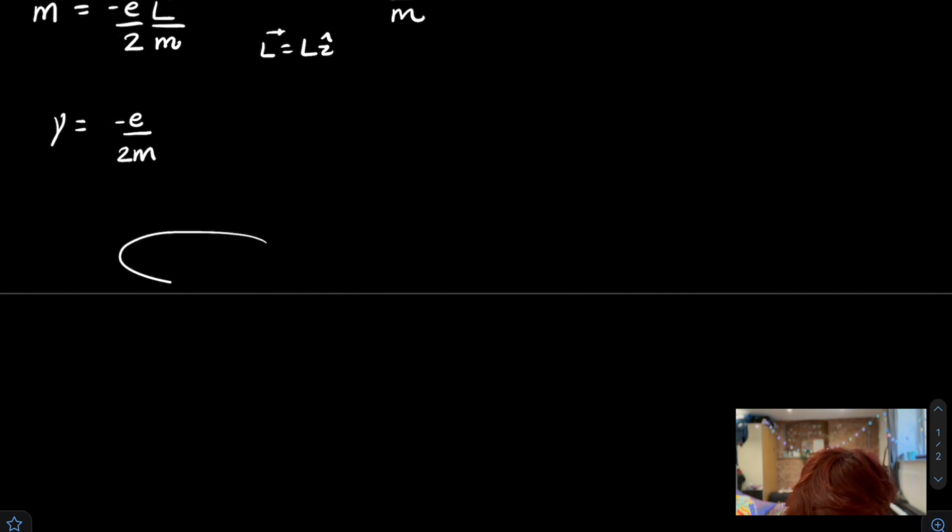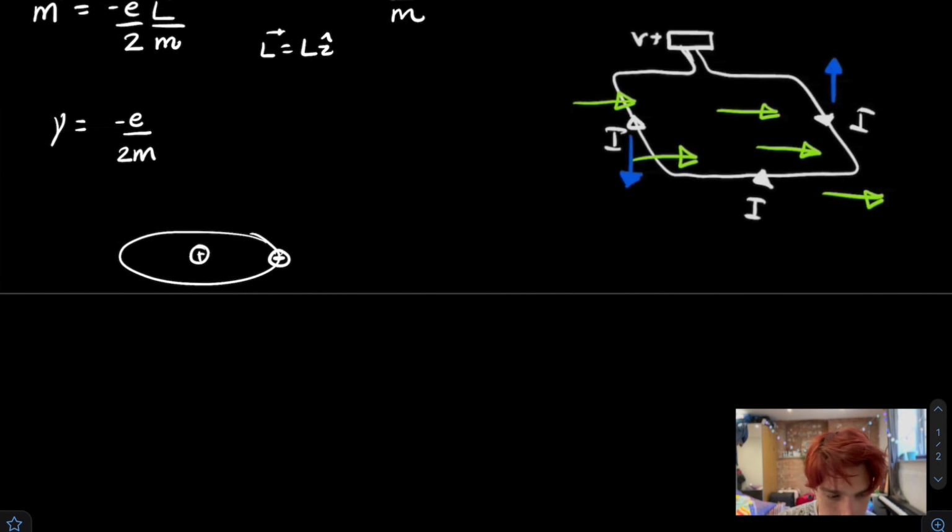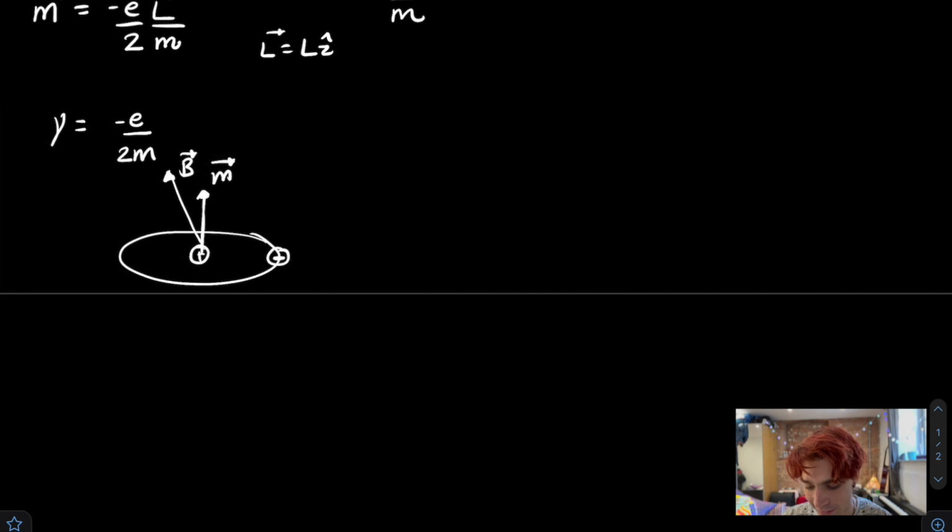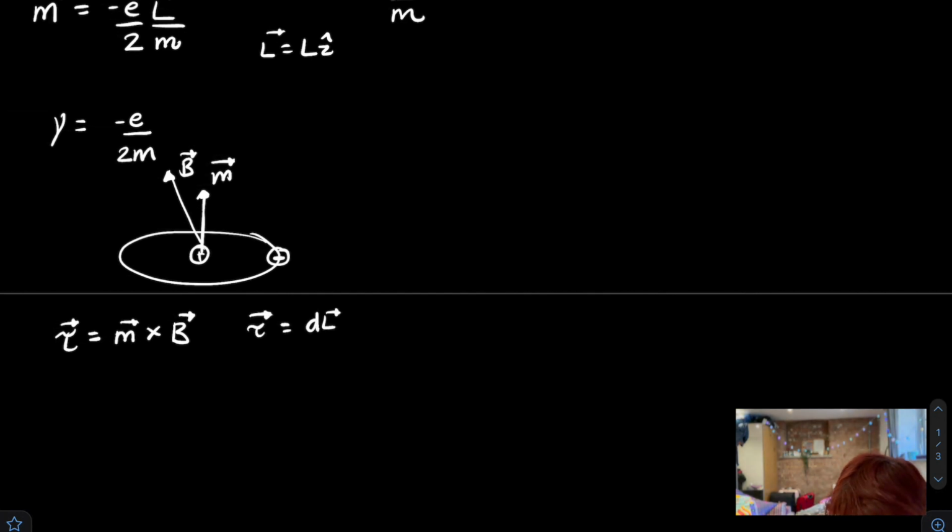The interesting thing comes when we apply a magnetic field to our orbiting electron. So we have our system right here. We have our nucleus and we have our electron that's orbiting. And of course we know that it's producing a magnetic dipole moment. Now normally for a static current, the torque tends to line up the magnetic moment with the magnetic field. But what happens in the case of an orbiting electron? Well, in the last video we said that the torque is equal to the magnetic dipole moment cross the magnetic field. But of course torque is just the rate of change of angular momentum.